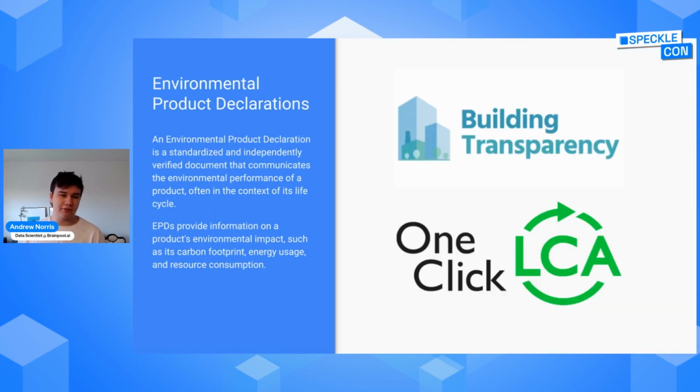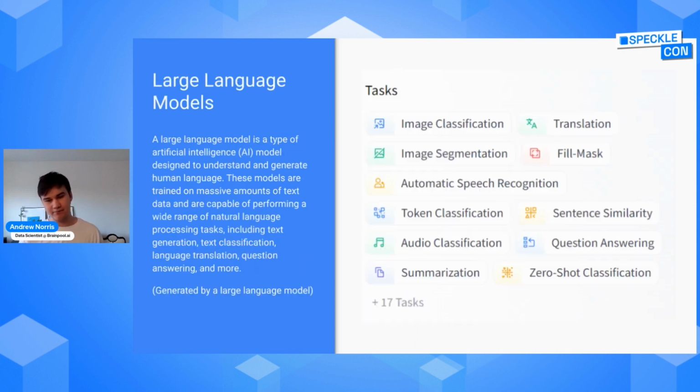Additionally, you will need to know about environmental product declarations, which I'm sure all of you here at SpeckleCon know about. This is what we're going to be using to actually apply carbon values to our models and our assemblies. We've been using Building Transparency mostly, but we also have played around with One Click LCA at the same time. And then I'm sure most of you at this point know what large language models are, so I won't get too deep into it. But due to the language processing skills of large language models, they provide a unique opportunity to solve some of the gaps in the data that we find when working with non-standard data inputs.